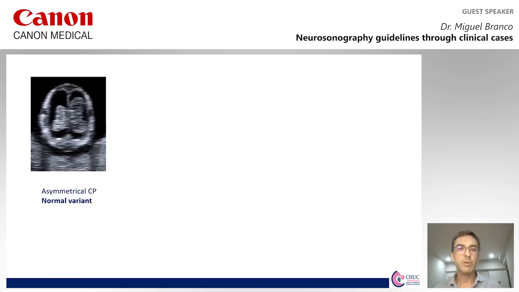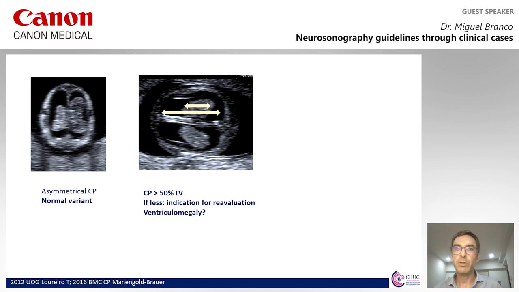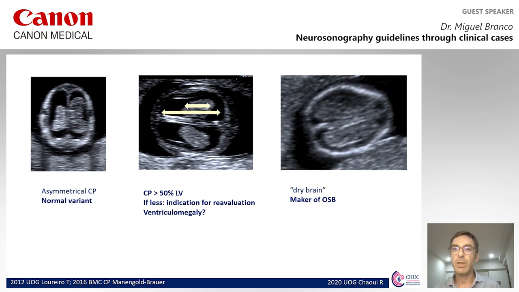We can have asymmetrical choroid plexuses, which are a normal variant, but we could also have a small choroid plexus. If the choroid plexus occupies less than 50% of the lateral ventricle, we should schedule a re-evaluation because it could be a marker for early ventriculomegaly. We can also have a choroid plexus that occupies all of the lateral ventricle, which is described as dry brain, and this is a marker of open spina bifida described by Chaoui.